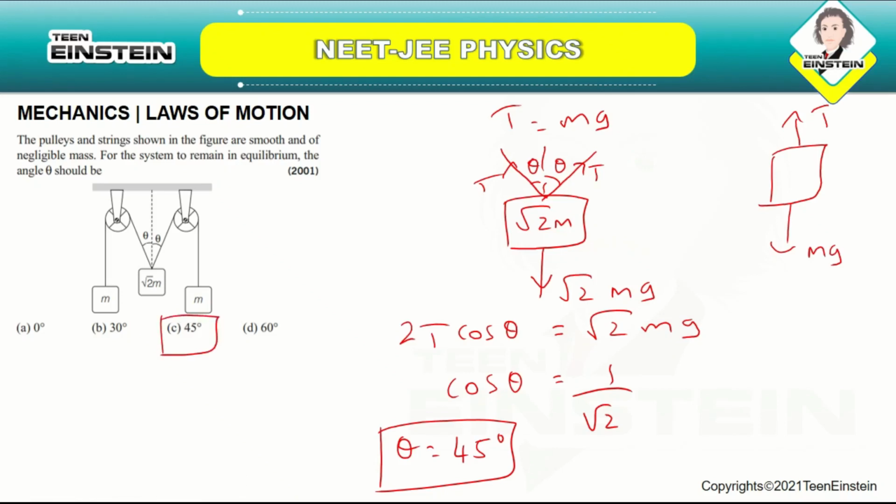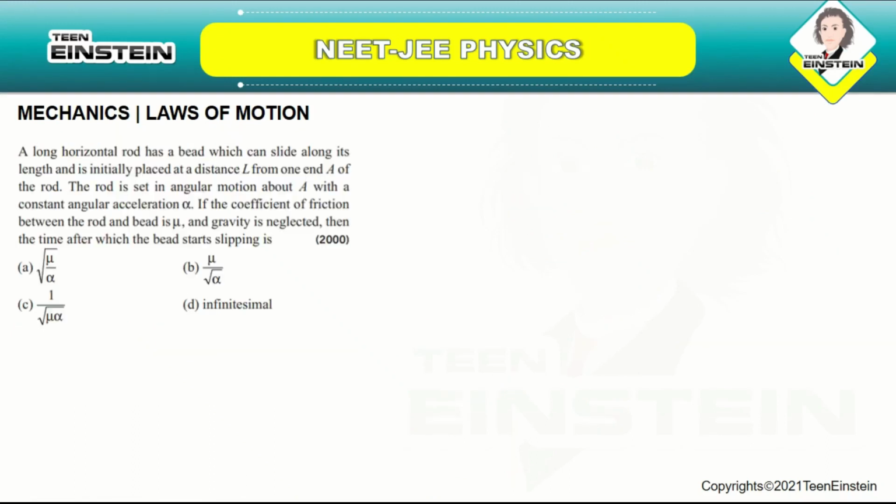Okay, let us now move on to the next question. A long horizontal rod has a bead which can slide along its length and is initially placed at a distance L from one end A of the rod. The rod is set in an angular motion about A with a constant angular acceleration alpha. If the coefficient of friction between the rod and the bead is mu and gravity is neglected, then the time after which the bead starts slipping is.